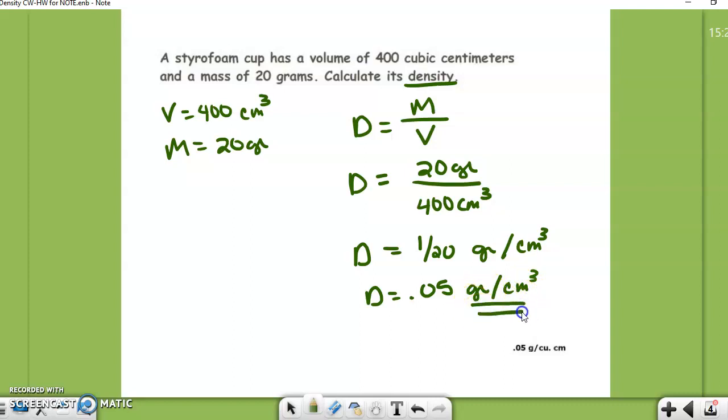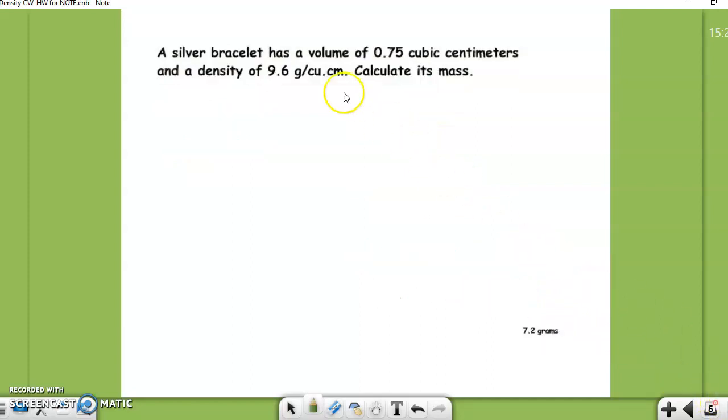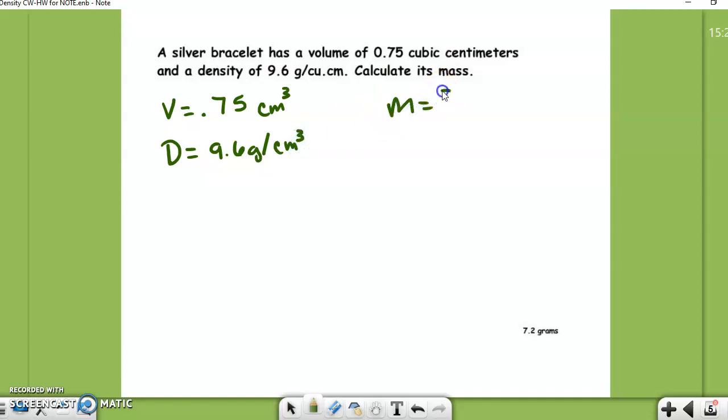And again, that's a very common unit of measure for density. Let's do one more problem in this video, and then I'm going to break it up with something else. Okay, silver bracelet has got the volume of 0.75 centimeters cubed, and I've got a density of 9.6 grams per centimeters cubed. And I have to calculate mass. So I have my 9.6 grams per centimeters cubed equals my mass over my volume.